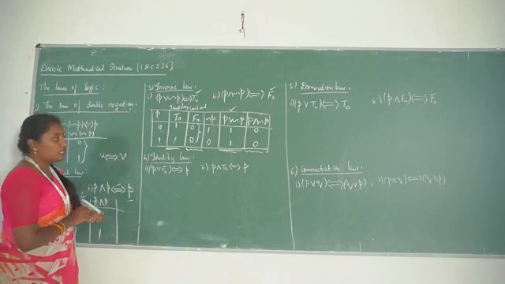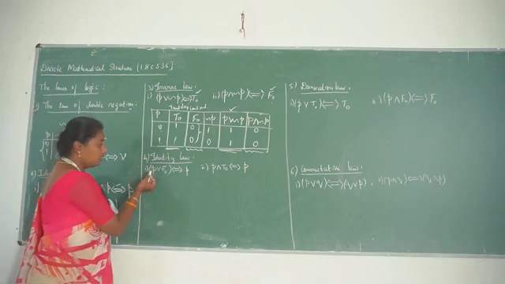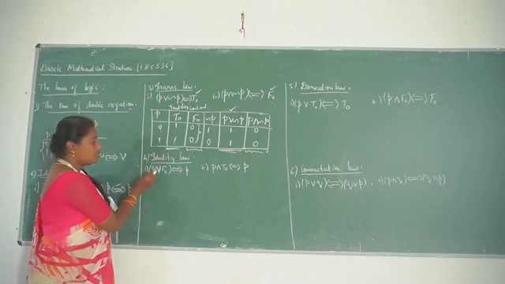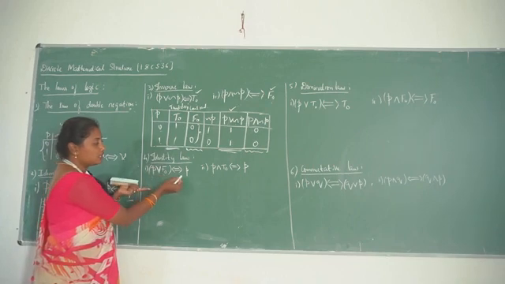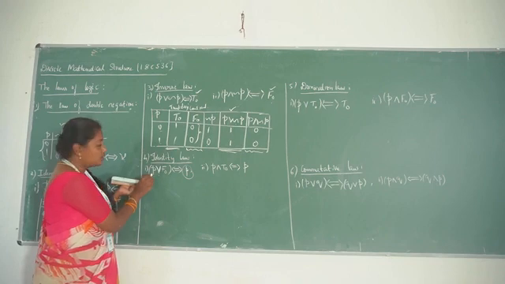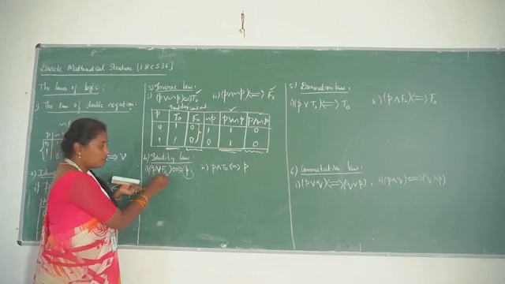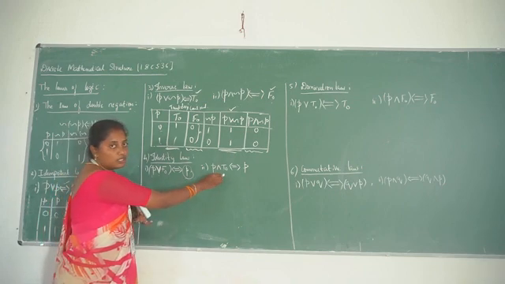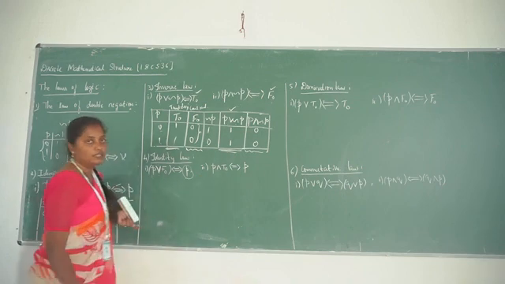And the next law is the identity law. The identity law statement is: the disjunction of P and the contradiction is logically equivalent, or biconditional, with the given proposition. P or F naught is logically equivalent with P. P and tautology, that is the true statement, is logically equivalent with P.